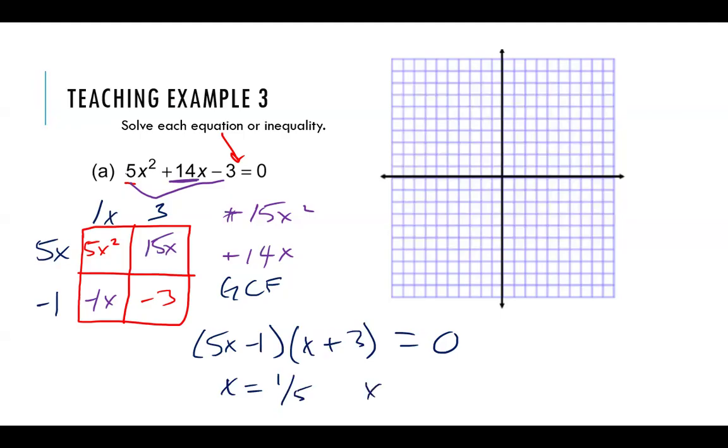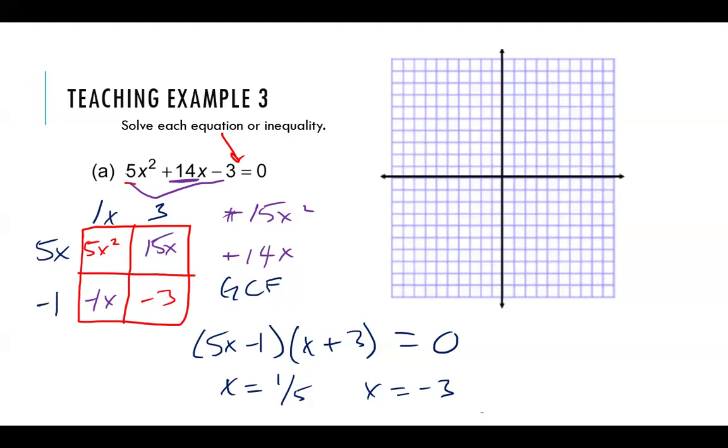On x plus 3, to get x by itself equal to 0, I would have to subtract 3. So my x would be at -3. So I know that I have x-intercepts at -3 and at 1/5.